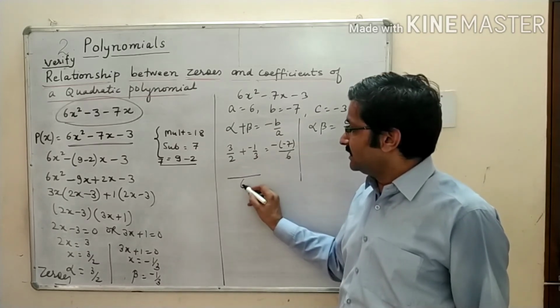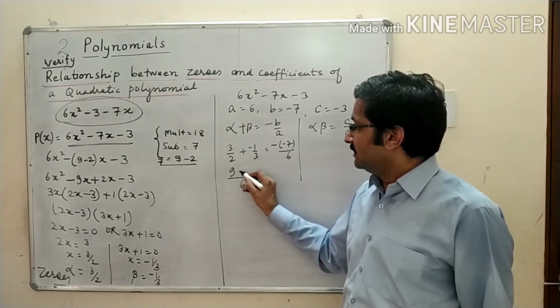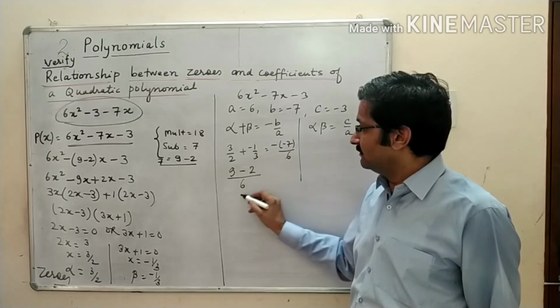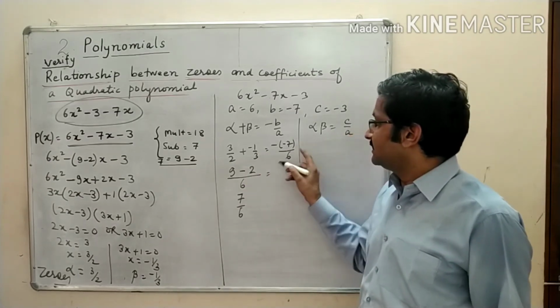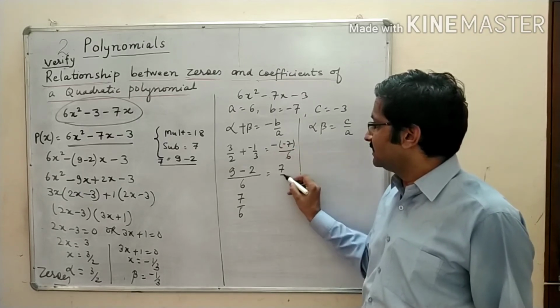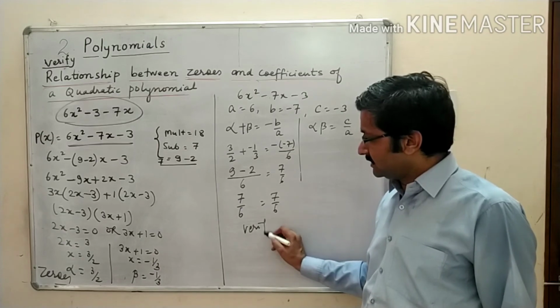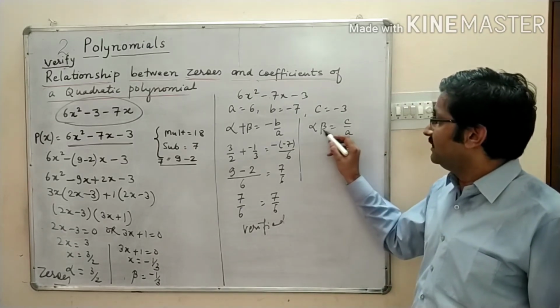What is the LCM? It is 6. You take LCM, then 2 times 3 is 6, 3 times 3 is 9. And this is minus, plus minus is minus, and 3 times 2 is 6, so here 2 you have. 9 minus 2 is 7, so 7 by 6. Now you check the right hand side, minus minus plus, 7 by 6. So the first relation is verified.